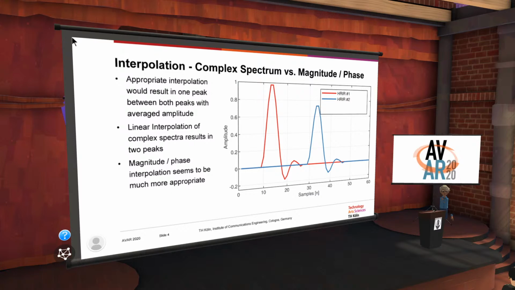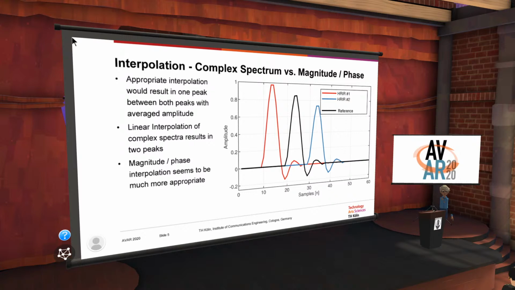At the very beginning, some description to give you an idea what the difference is between doing the interpolation of the complex spectrum and on magnitude and phase separately. I have a very simple sketch of two HRIRs for different directions, and only the left ear is shown. We would like to interpolate to a direction exactly in the middle between them, and you all would agree that this should look something like that. The amplitude is averaged, and the initial time delay is somehow averaged as well.